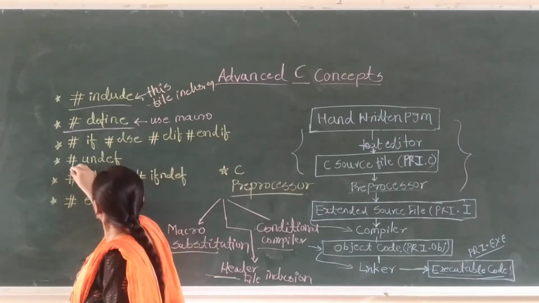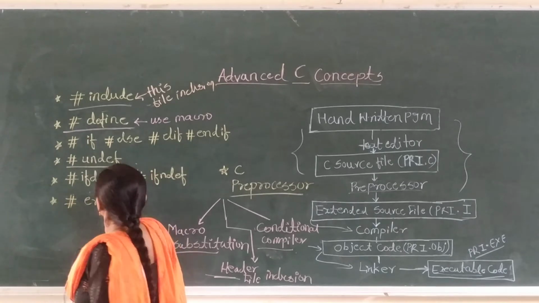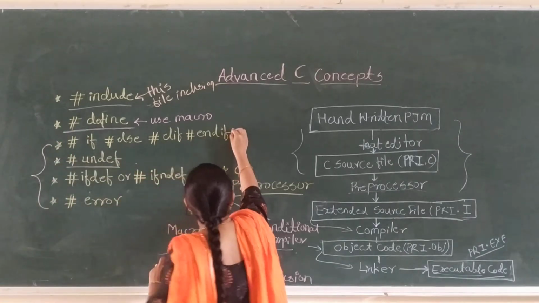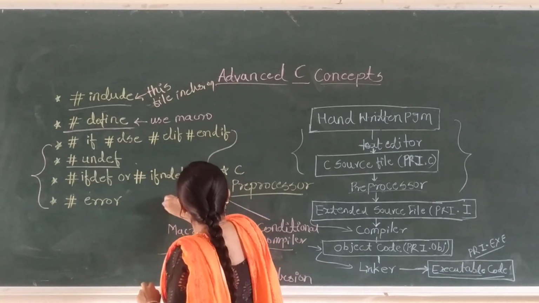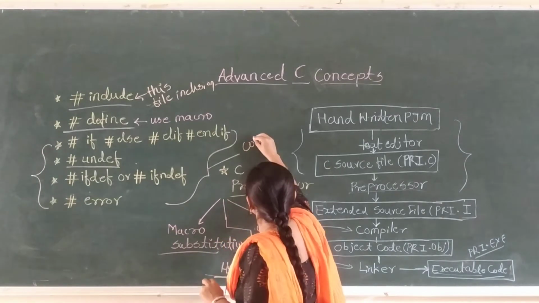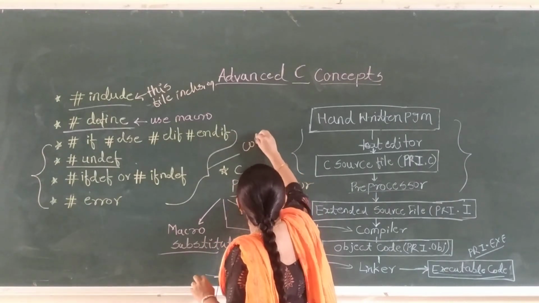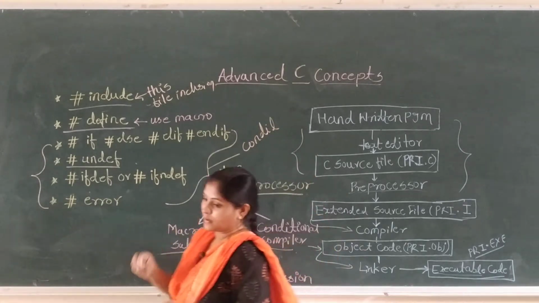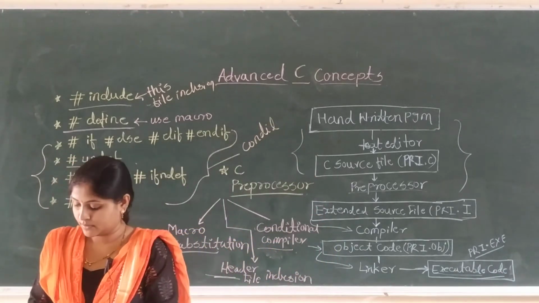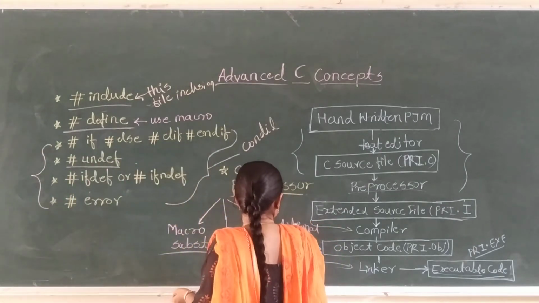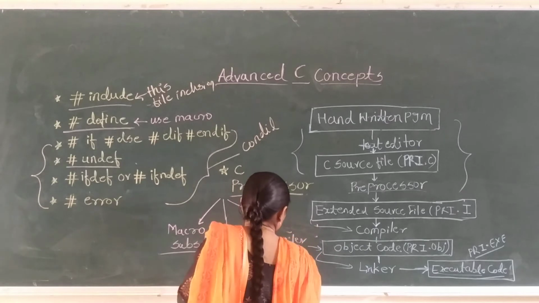The next one is undef. These types of directives come under the conditional compiler control.